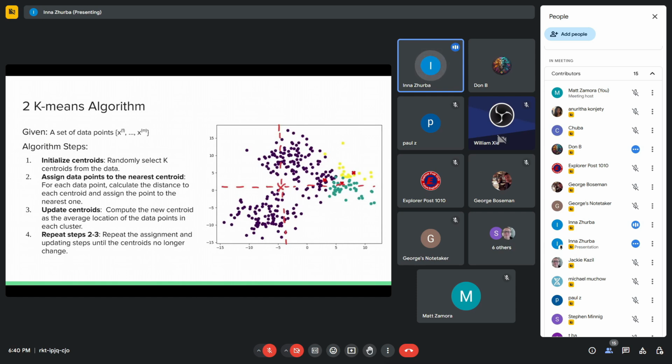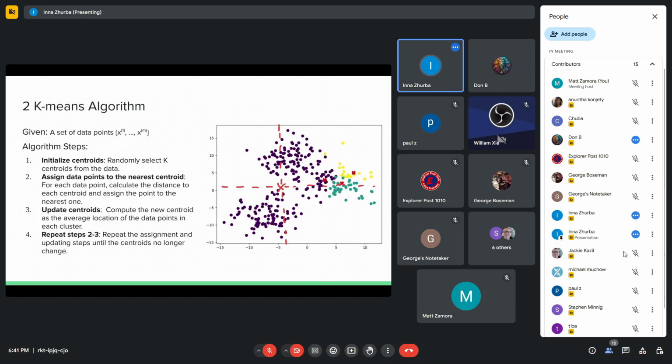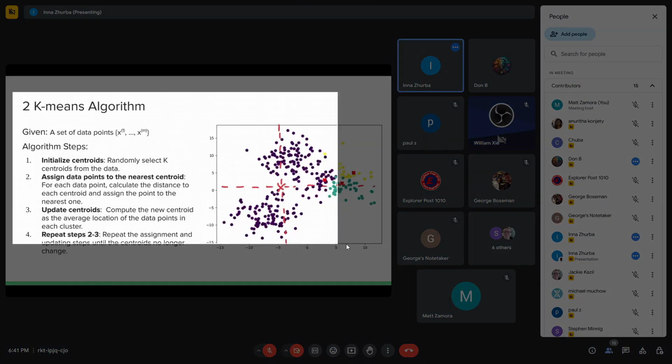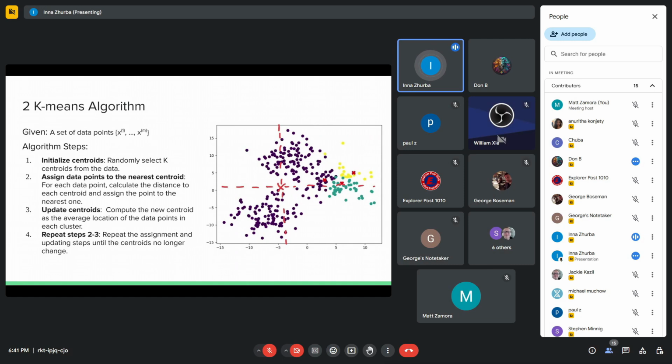So yeah, the algorithm itself, as I said, only has 3 steps. Given a set of data points, we start by initializing the centroids. When we do that, we randomly select k centroids from the data points, and then we assign data points to the nearest centroid. In this step of k-means, the algorithm assigns each training example to the nearest centroid based on the current centroid position. It calculates the distance from the data points to each centroid and selects the centroid with the smallest distance.